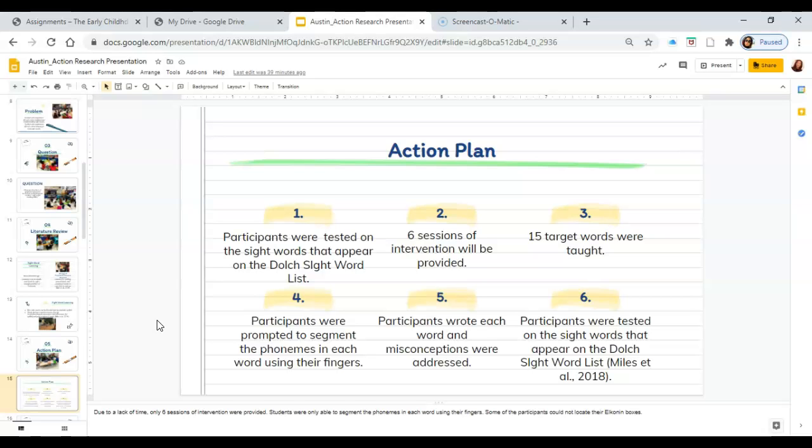So once the participants wrote each word, I would put the word back on the screen so that they could check their spelling. And then I would also address any misconceptions at that time. And this process was repeated for each word. And at the end of my study, the participants were tested on the sight words that appear on the Dolch Primer sight word list.